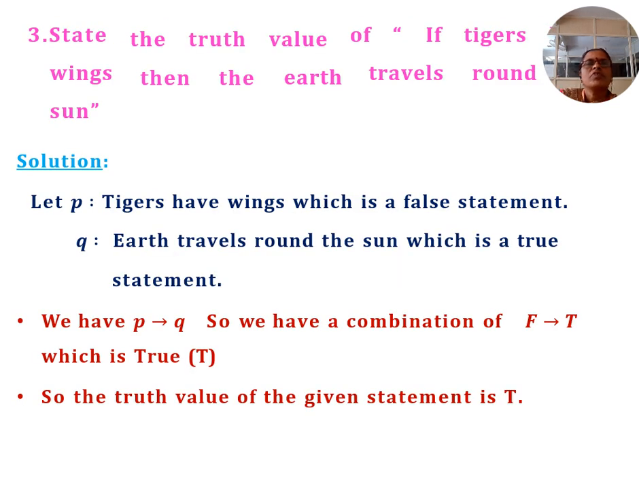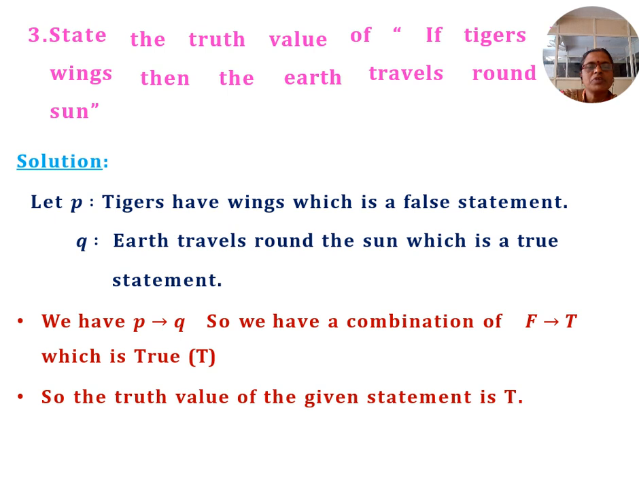State the truth value of: if tigers have wings, then the earth travels around the sun. So what is the truth value of this compound statement? You take the first statement as P: tigers have wings, which is a false statement. Q: the earth travels around the sun, which is a true statement.